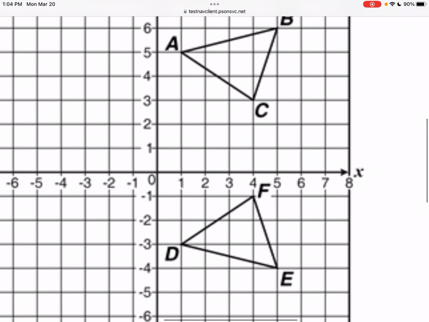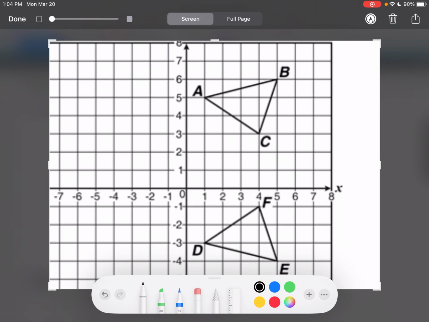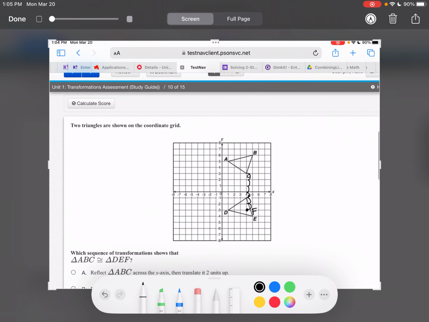Well, if the pre-image was 1, 2, 3 units away from the x-axis, then the original point should have been 1, 2, 3 units. So this is where the original F should have been. So it was 2 units up from that. That's where it should have gone, 2 units up. So it should have been A. It was reflected across the x-axis and then translated 2 units up.